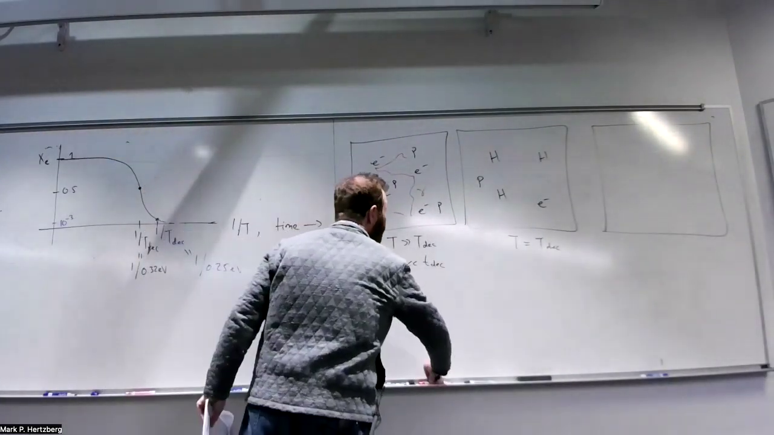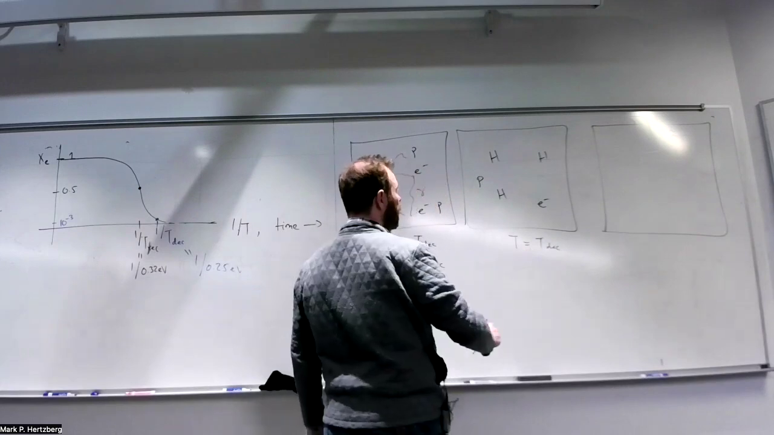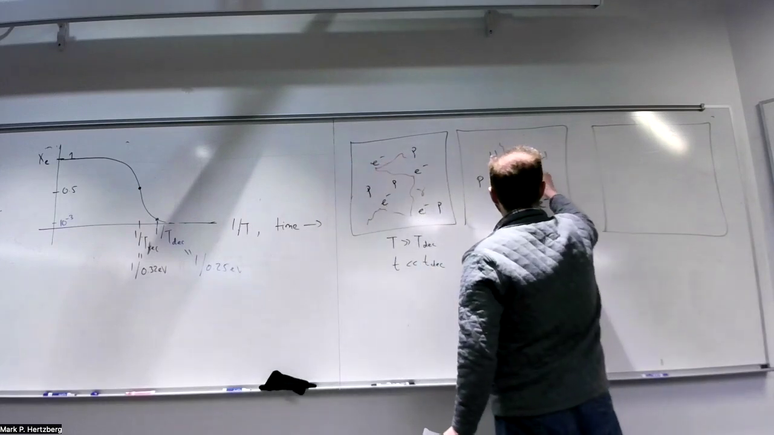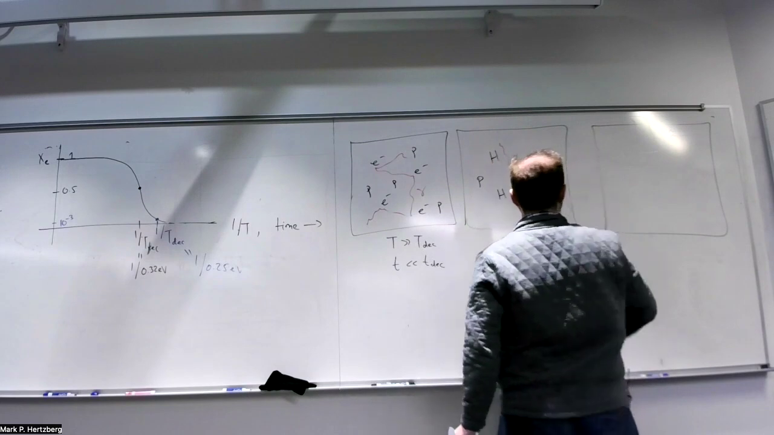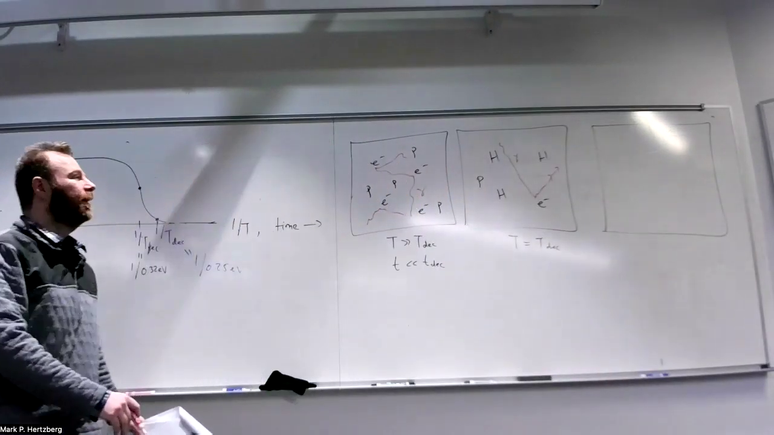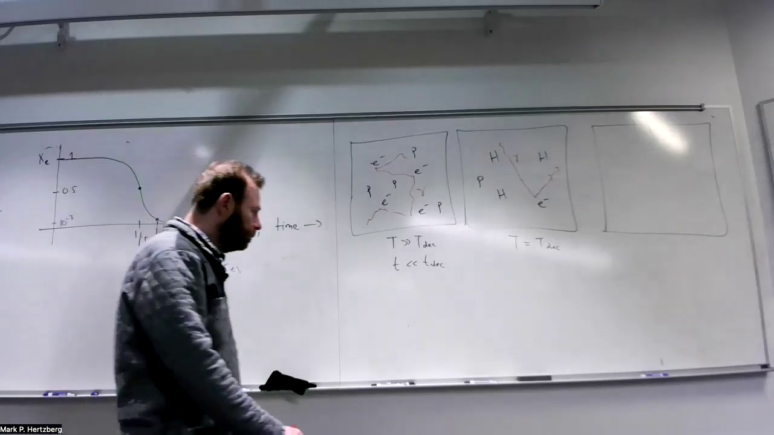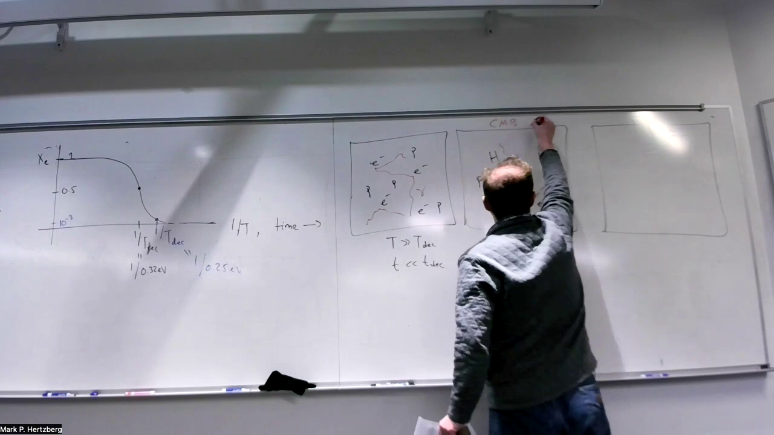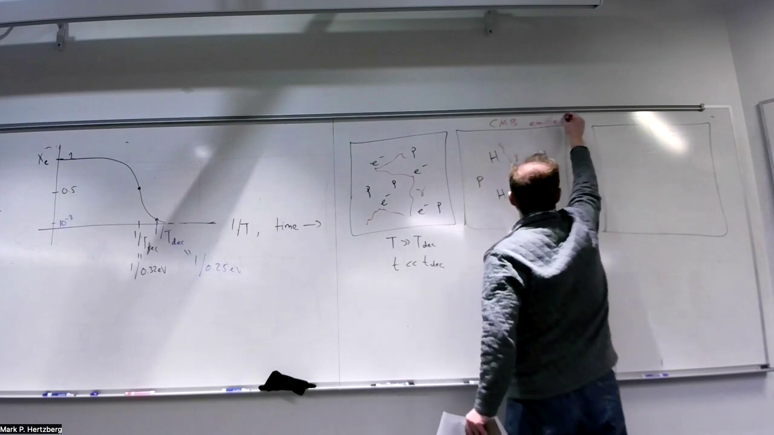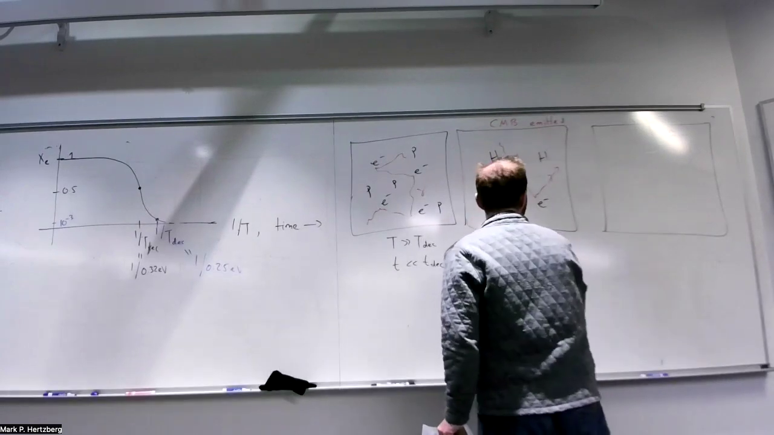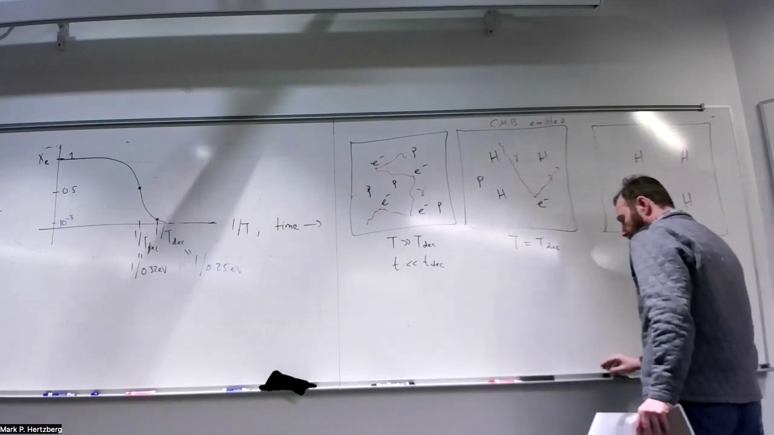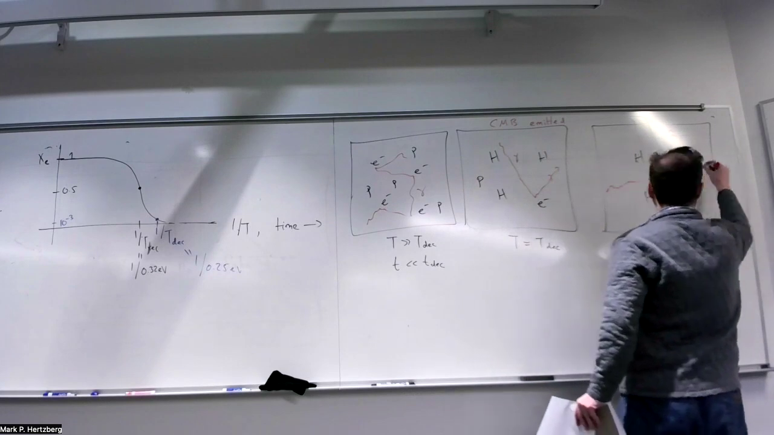Okay, so at this point, once we've reached T decoupling, your typical photon has come along, scattered off this one, and then that's it. It's going to go on its merry way. And so this is the CMB emitted. And then at later times, these photons are just going straight through.